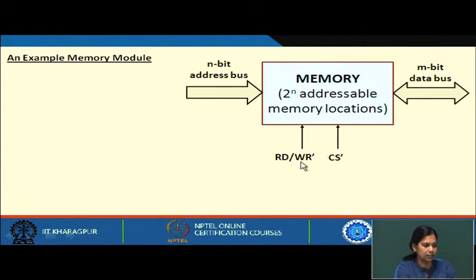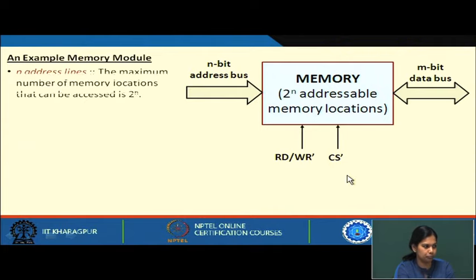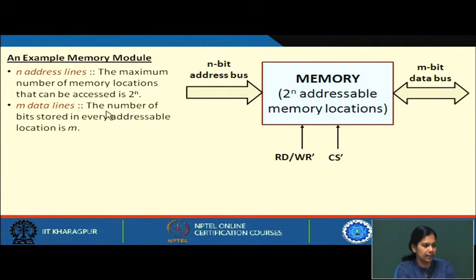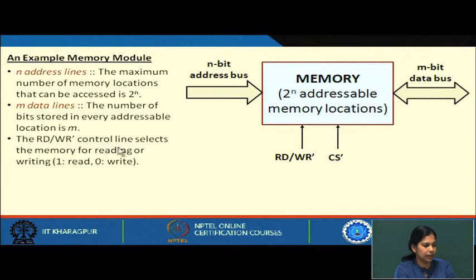And we have other signals like read, write and chip select. We will see why chip select is required in due course of time. So the maximum number of memory locations that can be accessed is 2 to the power n. With an m bit data line, the number of bits stored in every addressable location is m. And the read write control signal selects the memory for reading or writing. For reading it is 1, for writing it is 0.